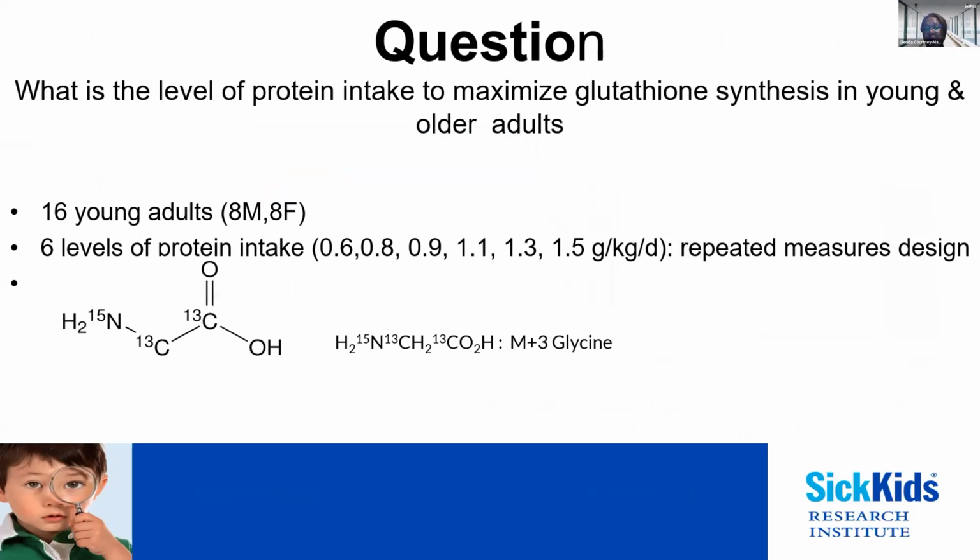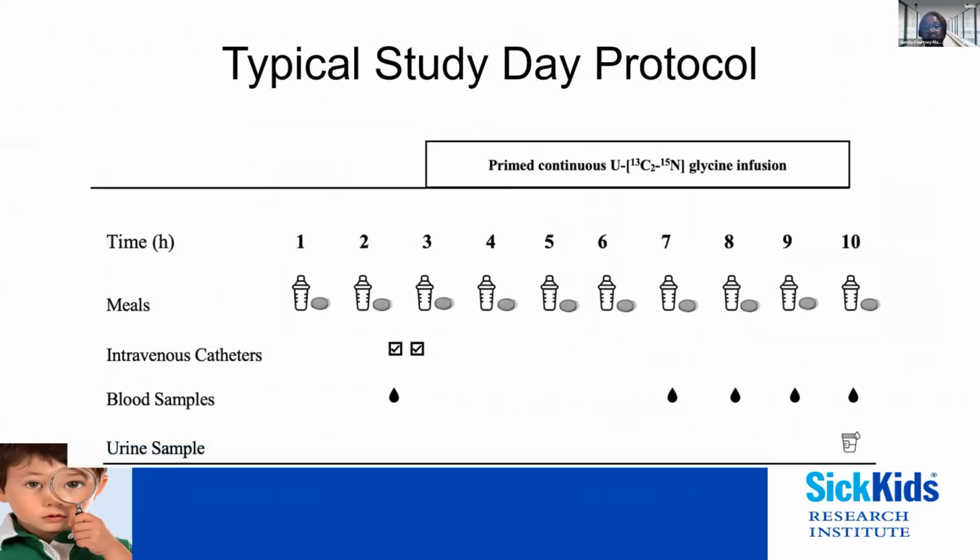And so our question was, what is the level of protein intake to maximize glutathione synthesis in young and older adults? And so we used the precursor product method and an intravenous infusion of N+3 glycine. We provided 10 hourly meals to the participants. We obtained blood samples for baseline before and a number of samples after.